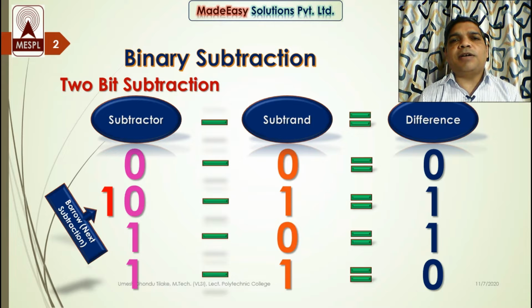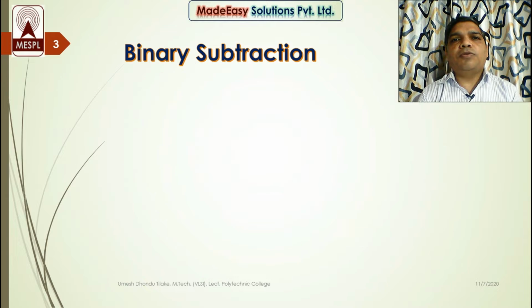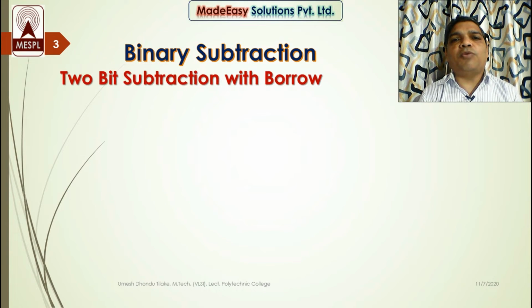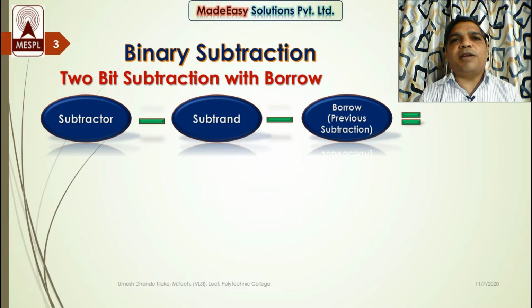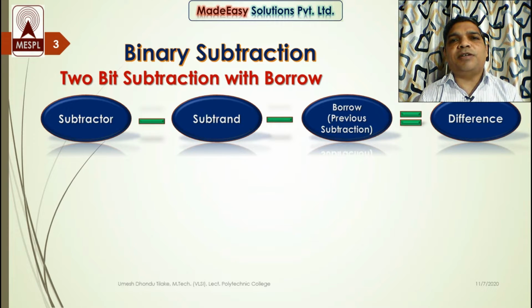Now as we have taken a borrow in one case here, that must be subtracted from the next bit subtraction. So now we will see 2-bit subtraction with borrow. First write the equation over here. Subtractor minus subtrahend minus borrow given to previous subtraction is equal to difference. Now here actually we have to perform a 3-bit subtraction. Subtractor can be 0 or 1, subtrahend can be 0 or 1, and the borrow given to previous subtraction can also be 0 or 1. So as we have to do 3-bit subtraction, the total possibilities will be 2 power 3 is equal to 8, right from 0 0 0 to 1 1 1.